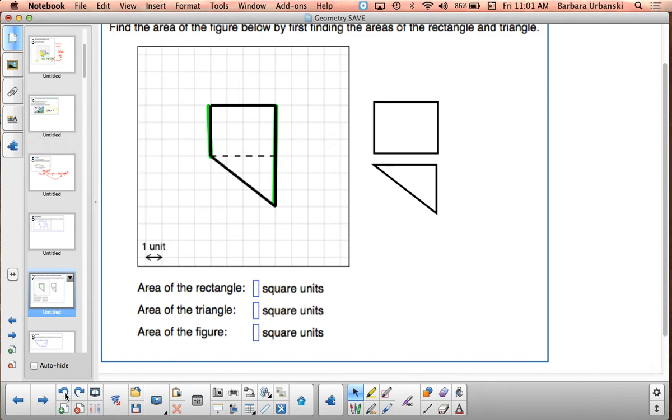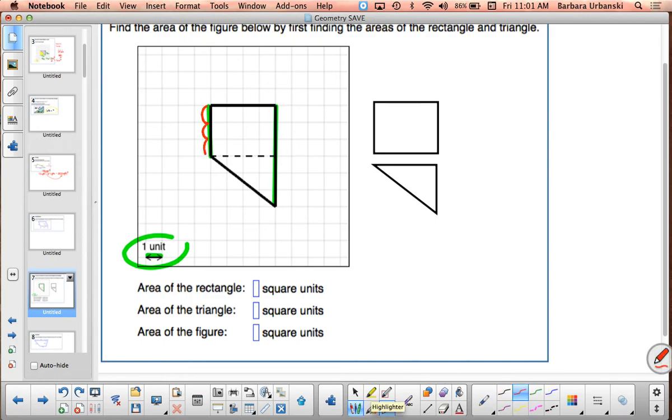And again, important to note, they're telling you that 1 unit is just from here to here. So I can look and I can say that this is 1, 2, 3. That happens to be 3. I'll use U for units. And so then I know that this is 3 units. And then I can look at the other side, and it's 1, 2, 3, 4 units. So I will label this as 4 units.